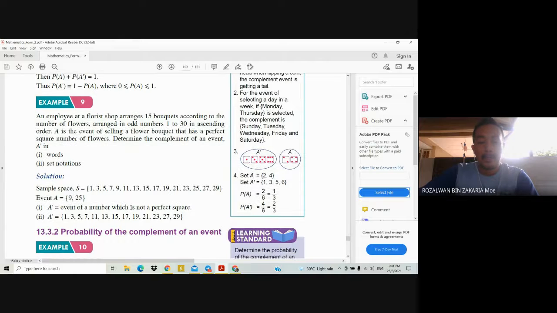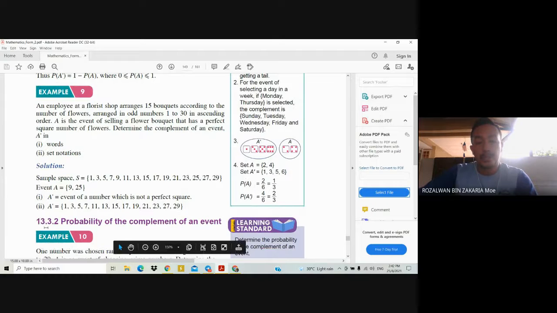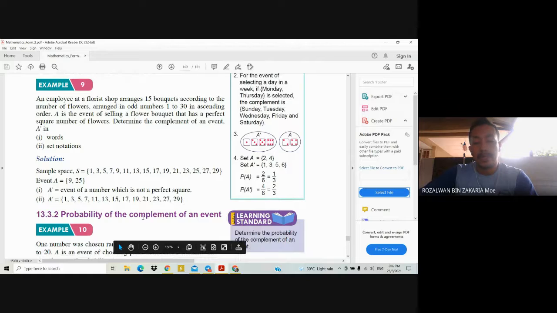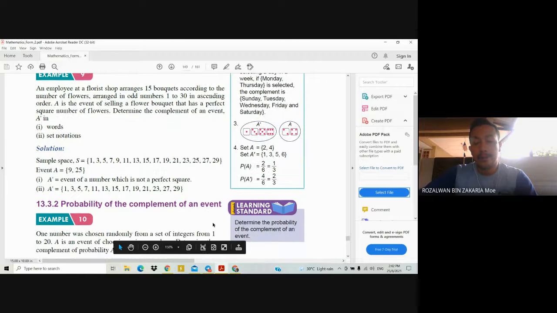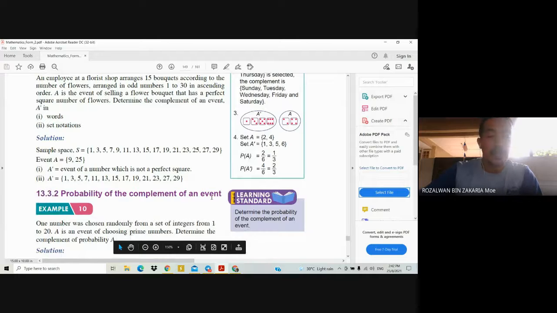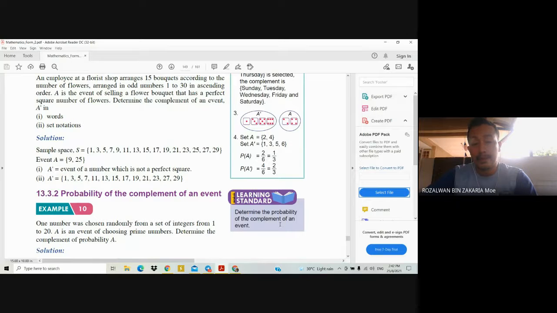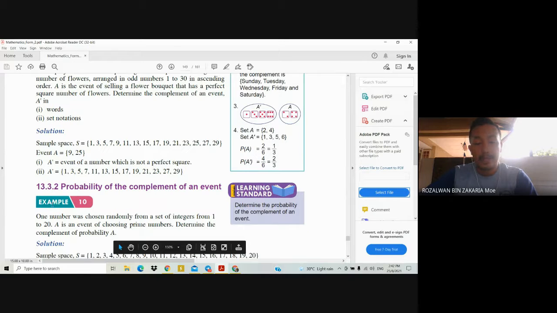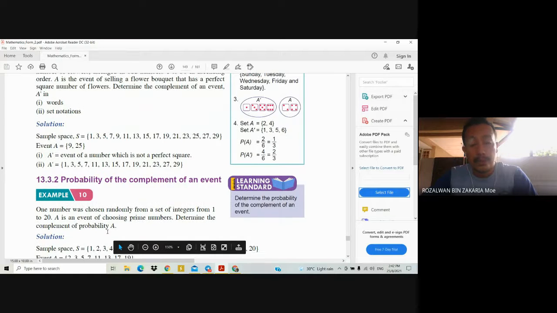Okay, all right, now look at subtopic 13.3.2, probability of the complement of an event. For this subtopic, the learning standard is to determine the probability of the complement of an event. Okay, so example 10 here. One number was chosen randomly from a set of integers from 1 to 20. A is an event of choosing a prime number. Determine the probability of the complement of A.